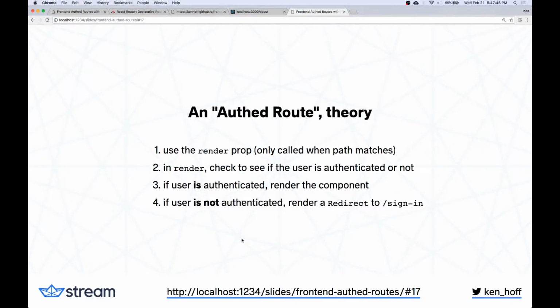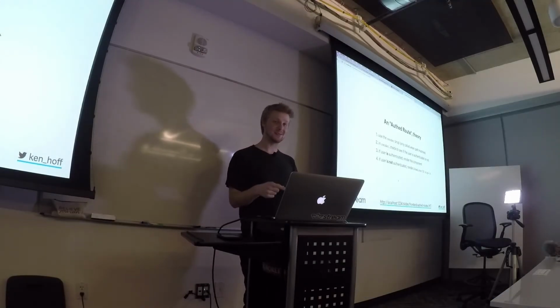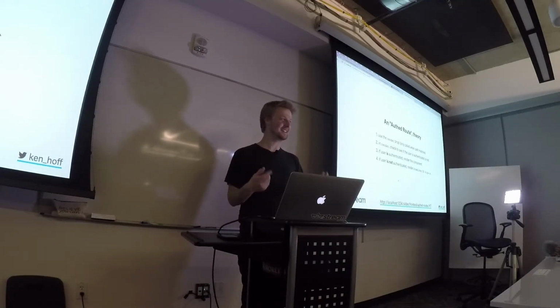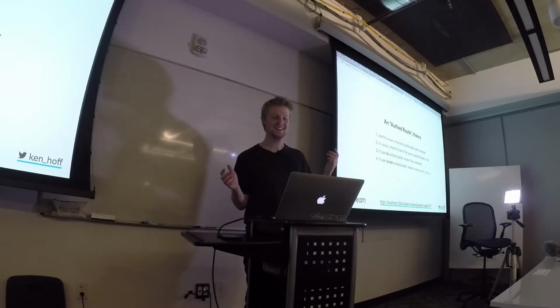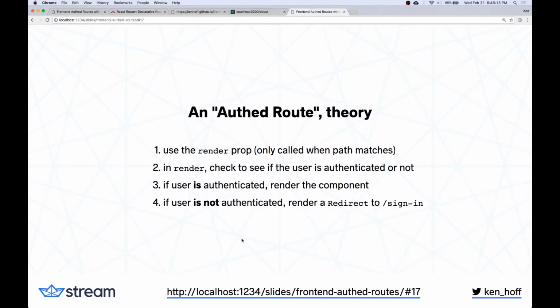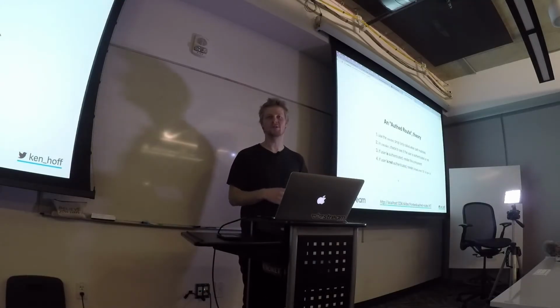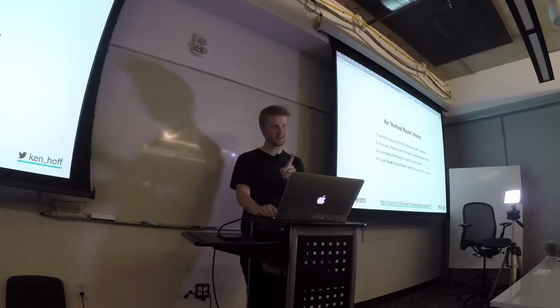So now we get into the authentication portion of this. What we're going to do is use that render prop. It's only called when the path actually matches. Inside of that function, we can check to see if the user is authenticated or not. I should note that this has to be synchronous. If you try to run asynchronous code inside of a render function, you're probably going to have a bad time. If the user is authenticated, then go ahead and serve whatever component you need to serve. If the user is not authenticated, then remember we are going to return our Redirect component. That is part of React Router, so we get a nice little redirect without causing a hard page refresh. That's the theory behind this.